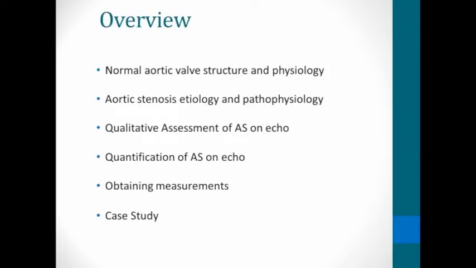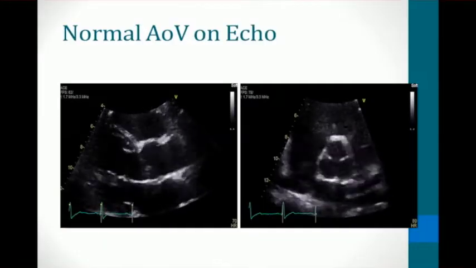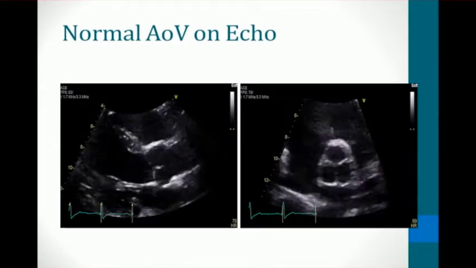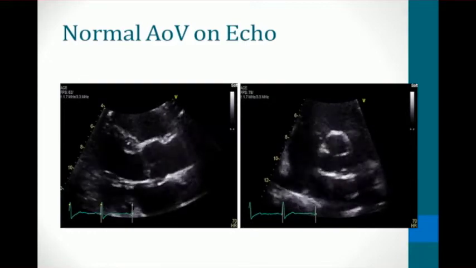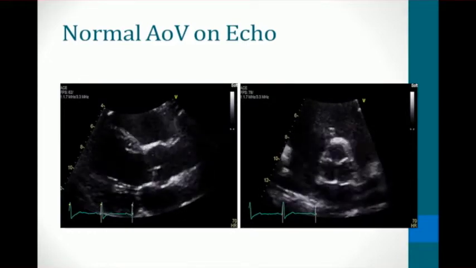Our overview today will be to go over normal aortic valve structure and physiology, aortic stenosis etiology and pathophysiology, the qualitative and quantitative assessment of aortic stenosis on echo, obtaining measurements, and a case study. The aortic valve has right, left, and non-coronary cusps. The cusps are thin and pliable and are responsible for regulating blood flow from the left ventricle to the rest of the body.